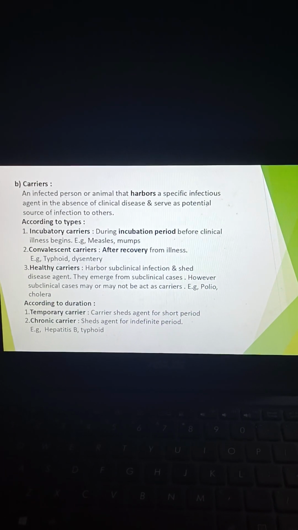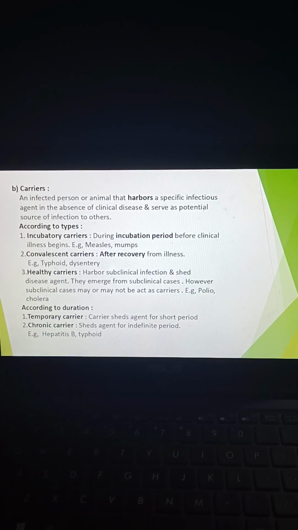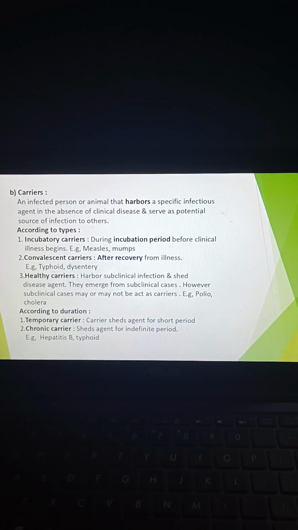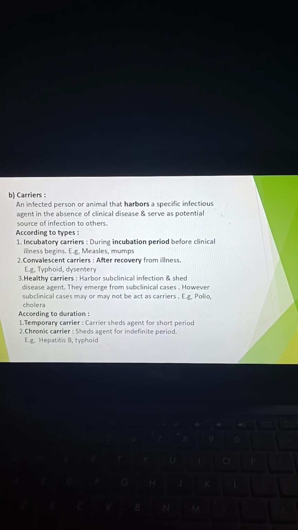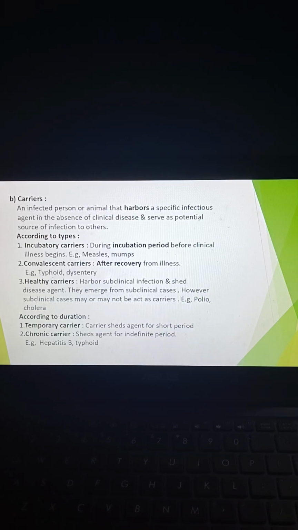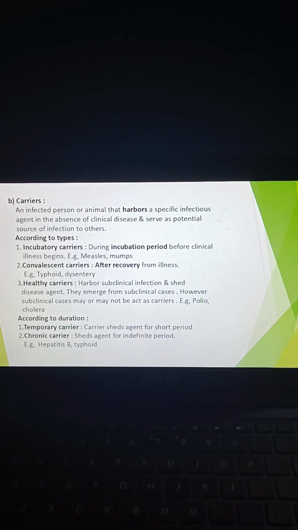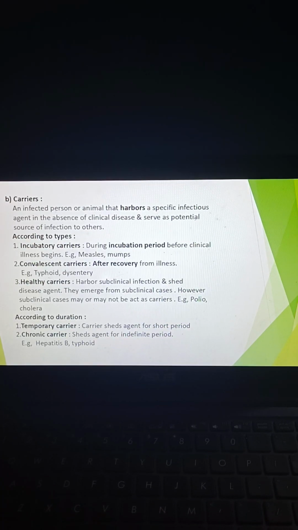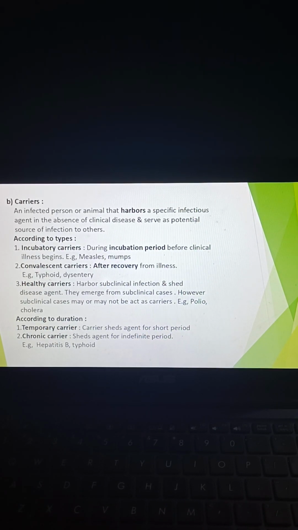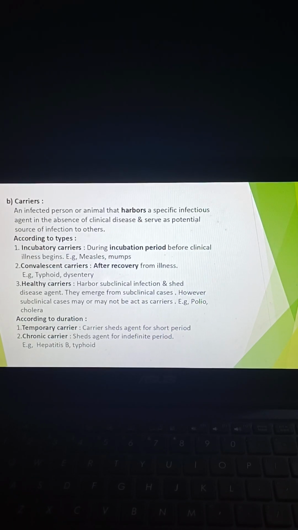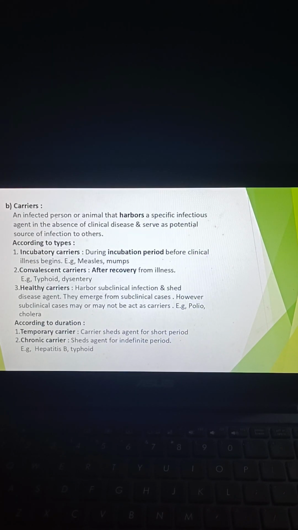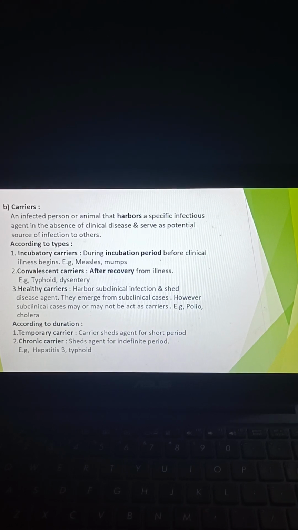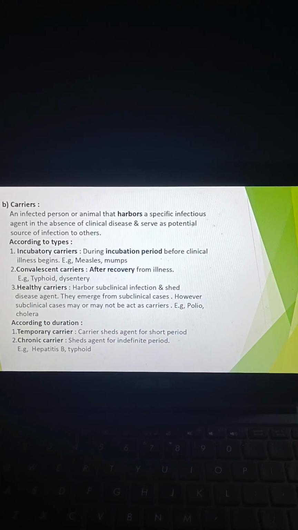Then coming to carriers. An infected person or animal that harbors a specific infectious agent in the absence of clinical disease and serves as a potential source of infection to others. According to types, incubatory carriers, that is during the incubation period before clinical illness begins. For example, measles and mumps. Convalescent carriers occur after recovery from illness. For example, typhoid, dysentery. Healthy carriers harbor subclinical infection and shed disease agent. They emerge from subclinical cases. However, subclinical cases may or may not act as carriers. For example, polio, cholera.